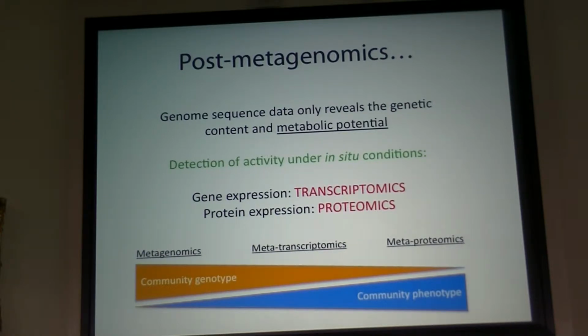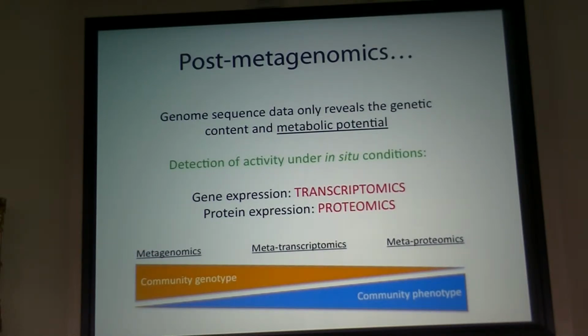post-metagenomics. So the problem with the genome is that it only reveals the genetic content and the metabolic potential of an organism, right? It doesn't tell you anything about what that organism is actually doing in the environment or how the metabolism of that organism is varying across some sort of environmental gradient, okay? So we need ways of actually detecting activity under in situ conditions, okay? And so there's gene expression and protein expression approaches, like transcriptomics and proteomics.